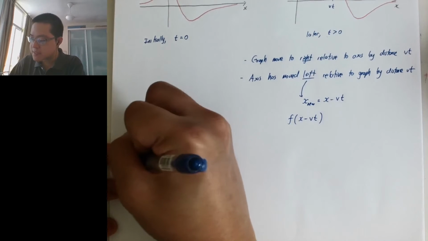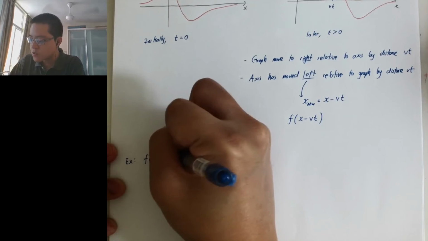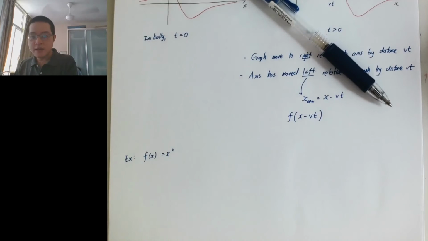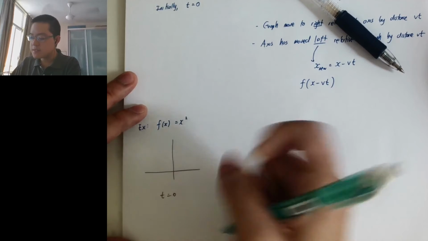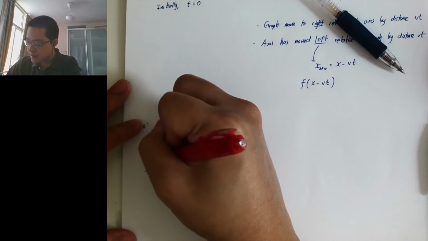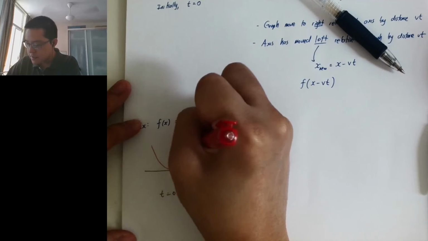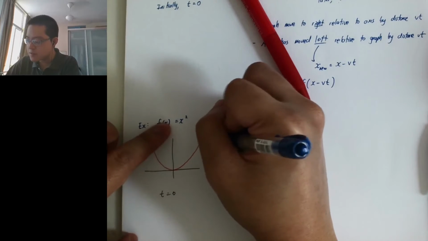So let's say I have an example. Let's say my function is x squared. If I draw my graph at time t0, how do you draw the graph at t0? At t0, the function is x squared. So then I have this, right? This one is no problem. So y equals f(x), so y equals x squared.